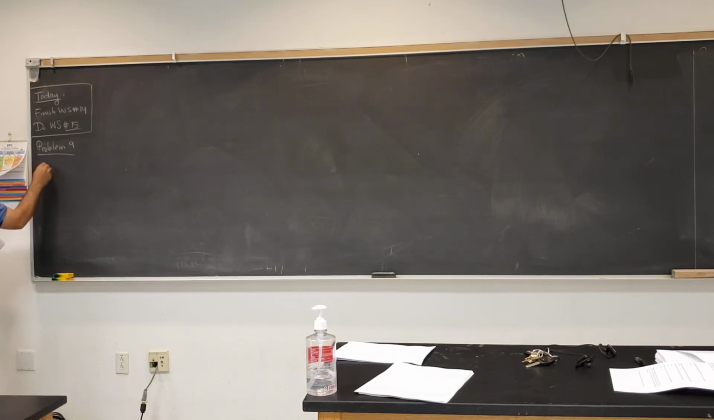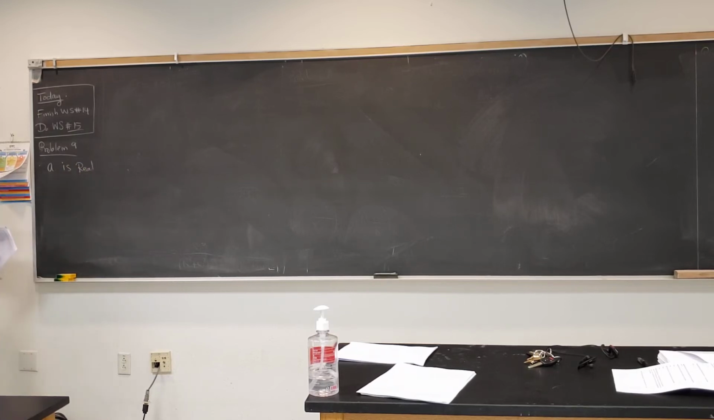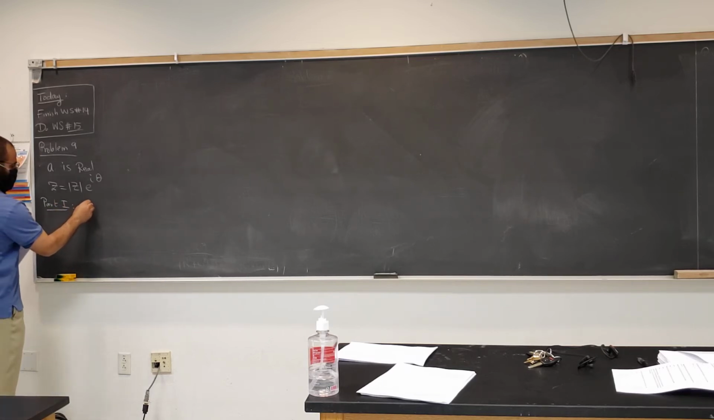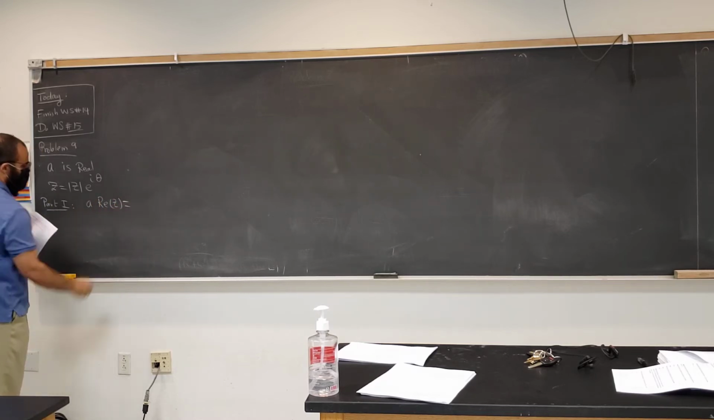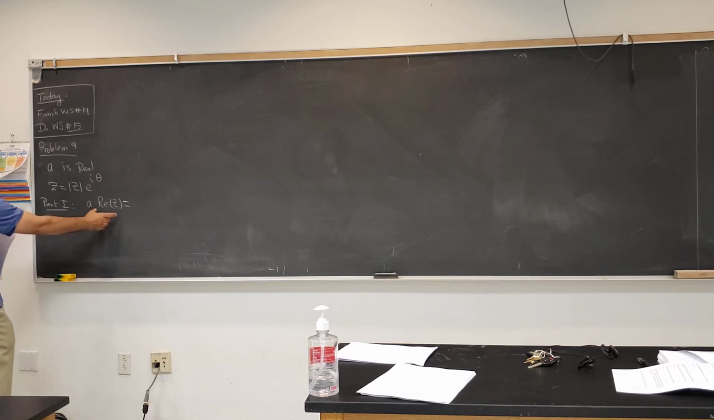It says here, suppose A is real. It's a real number. Z is this complex number, e to the i theta. So for part 1, I want to find A times the real part of Z. What do I get? What's the real part of Z, if Z is this? Z, absolute value of Z times what?